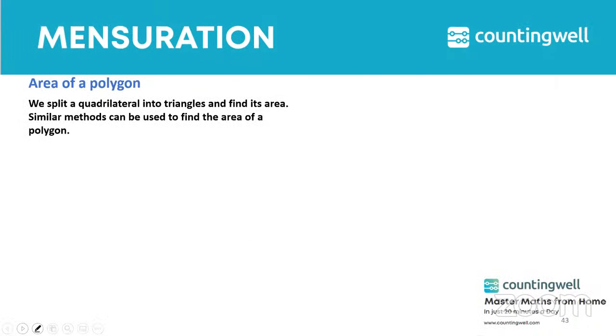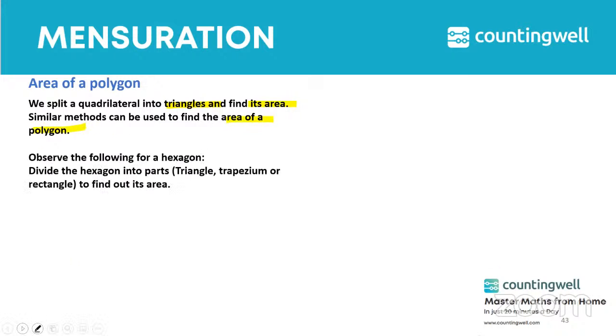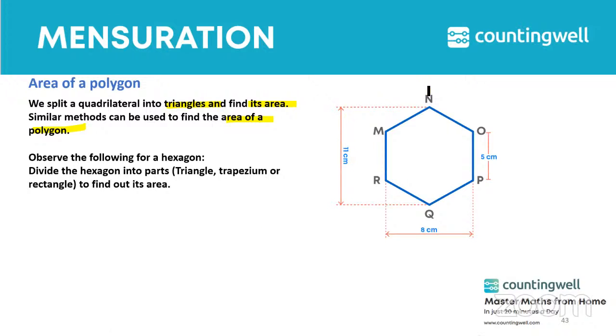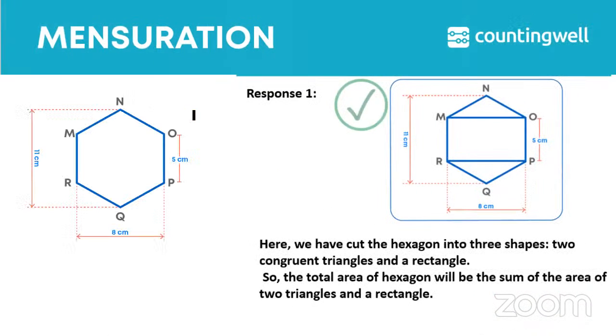For the area of a polygon, we split the quadrilateral into triangles and find its area. Similarly, we can use it to find the area of any polygon. For example, you can observe one hexagon here. We have to divide the hexagon into parts, meaning you can divide it into triangles, trapezium or rectangle and find out its area. Let us see what are the responses by students.